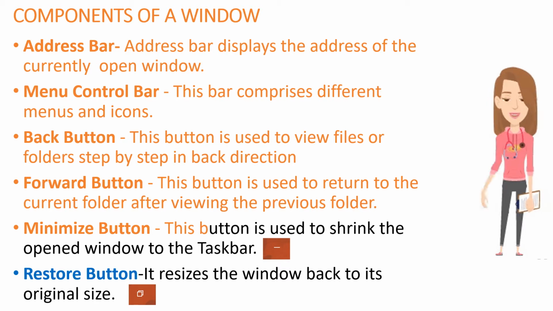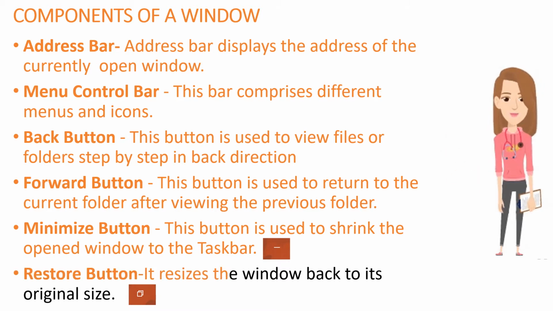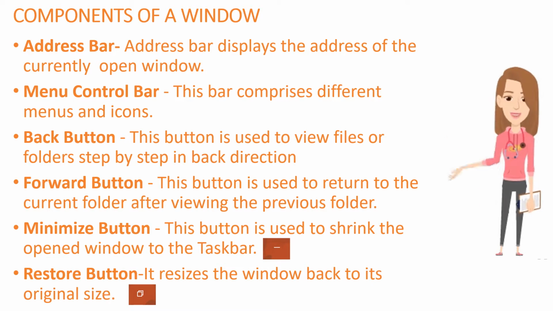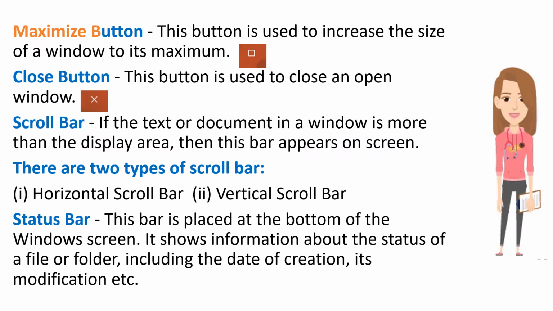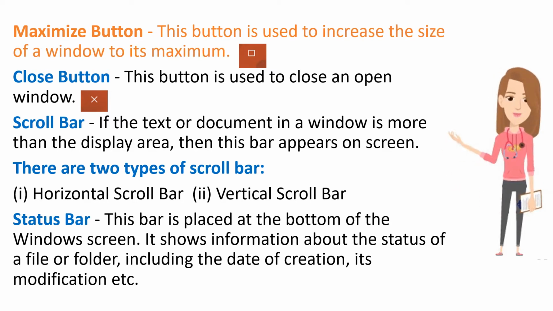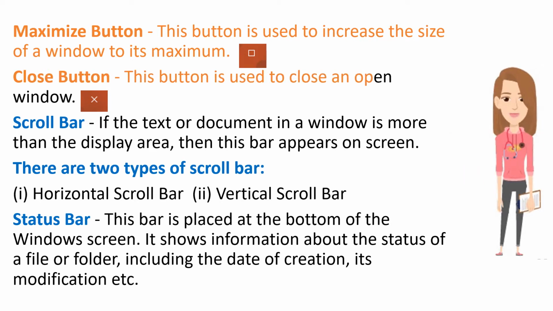Minimize button. This button is used to shrink the opened window to the taskbar. Restore button. It resizes the window back to its original size. Maximize button. This button is used to increase the size of a window to its maximum. Close button. This button is used to close an open window.